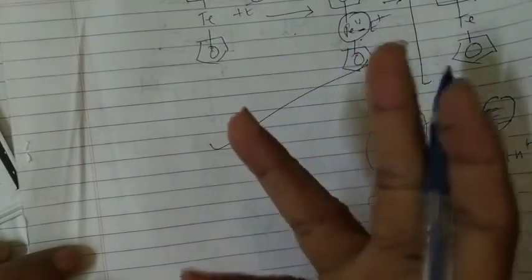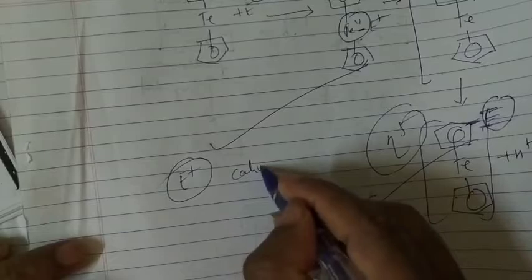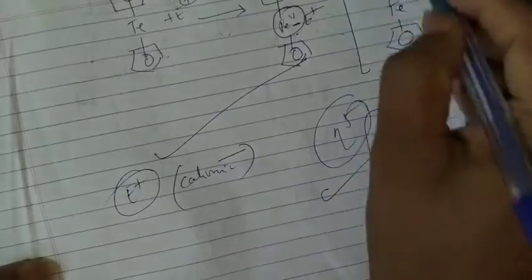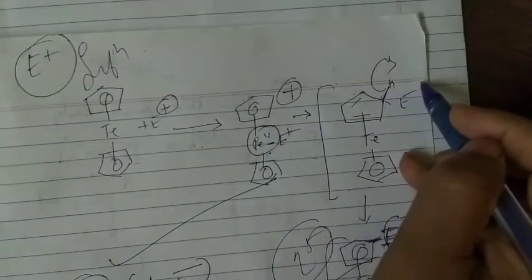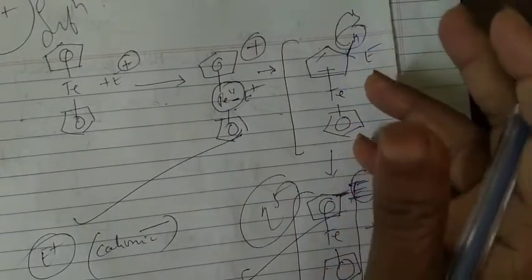So you can mention here that the E plus electrophile is going to interact with the metal, and they first form a cationic structure, which I have shown here, a cationic diene intermediate. Later it loses the H plus ion, and it substitutes the electrophile. This is how you can explain this reaction.